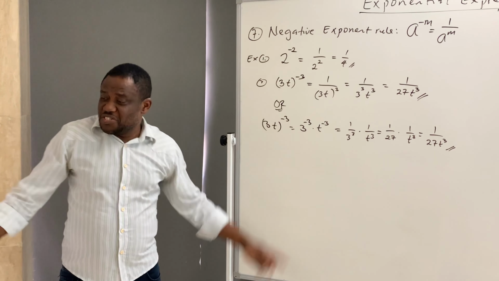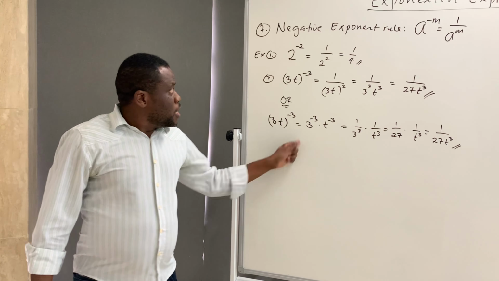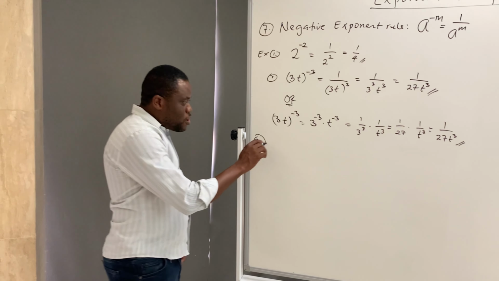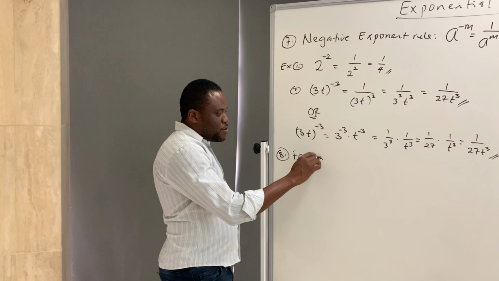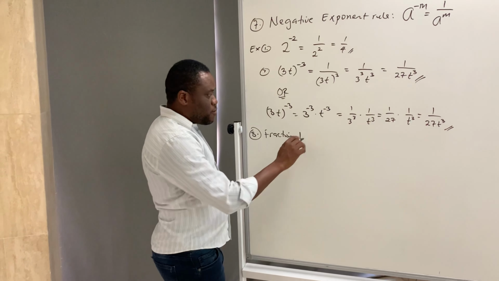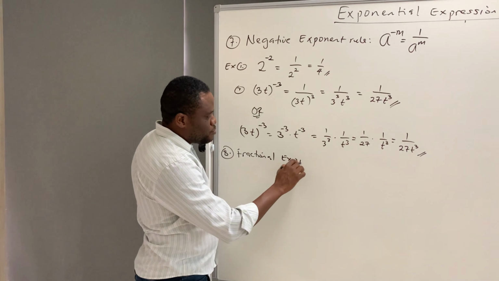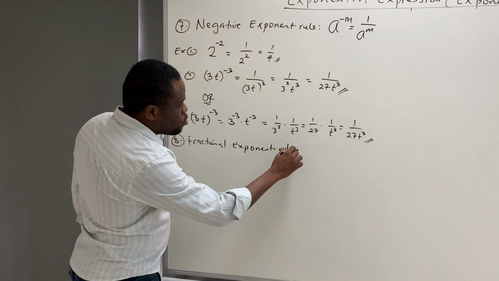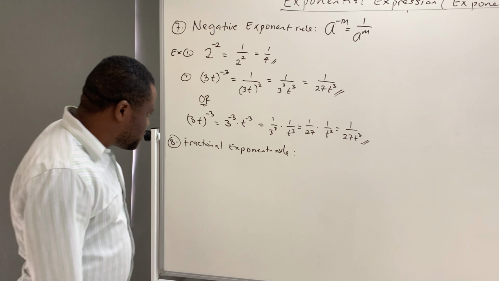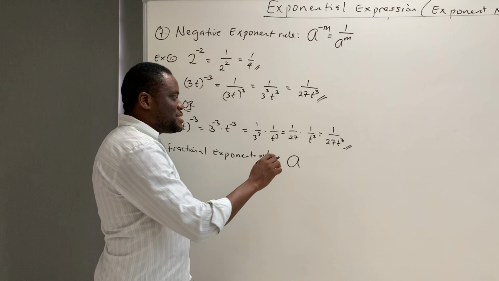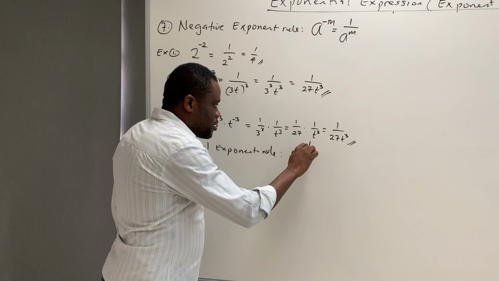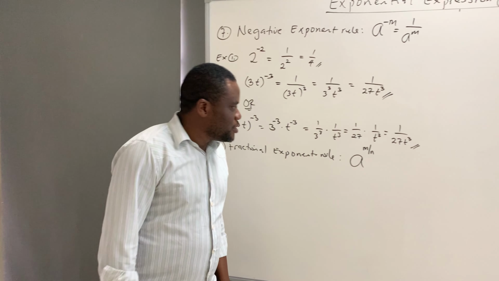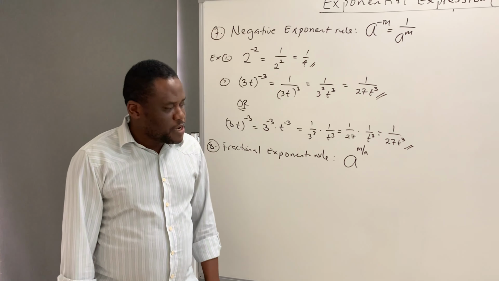It's longer, right? Choice is 6. Let's move to the 8th rule. The 8th rule is called fractional exponent. I believe you know what we call a fractional number already. Fractional exponent means the exponent is carrying a fraction number. Now, if the exponent is carrying a fraction number, there's a rule here.